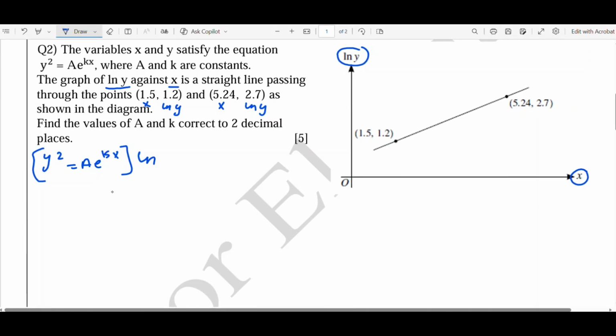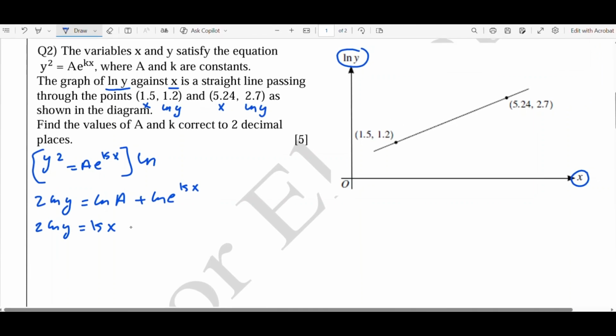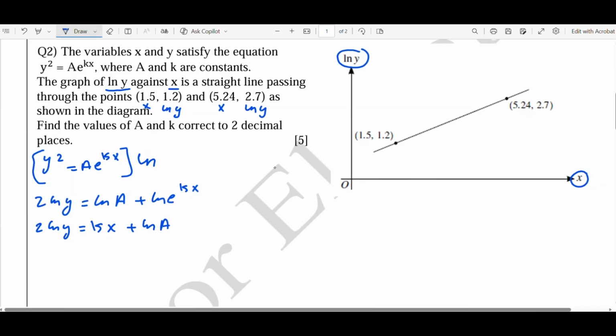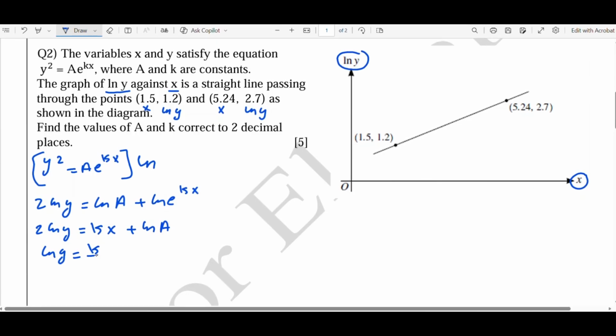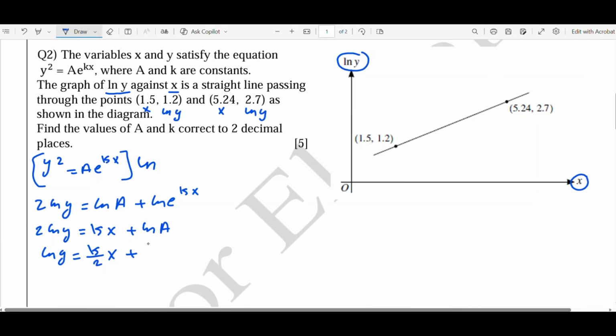As I said, I'm going to multiply by ln: 2 ln y equals ln A plus ln e to the power kx. 2 ln y equals kx plus ln A. I'm talking about ln y only, so divide by 2. ln y equals k over 2 x plus ln A over 2. Let's revise. ln y is the output, k over 2 is the gradient, x is the input, ln A over 2 is the y-intercept.